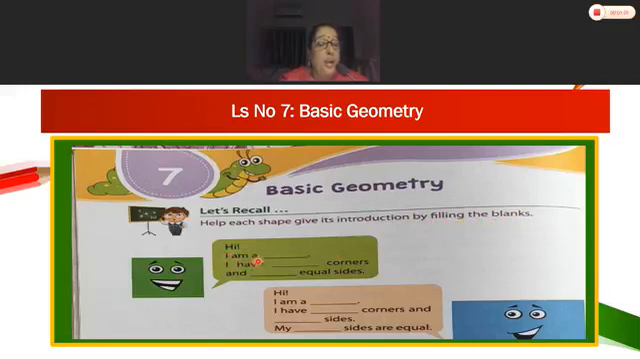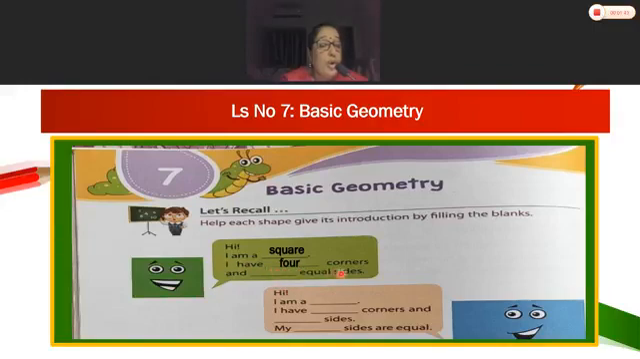Hi, I am a dash. I have dash corners and dash equal sides. Now see, children, in the figure. What can you see? It is a square. Hi, I am a square. Now here, how many corners can you see, children? Yes, 1, 2, 3, 4 corners. How many corners? 4 corners.